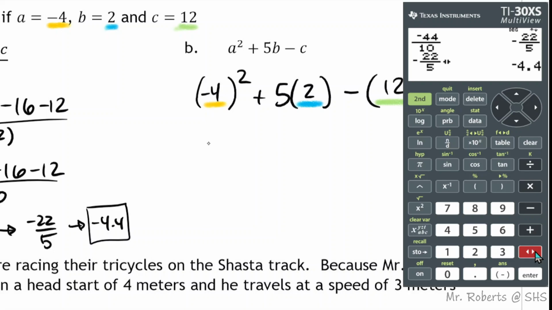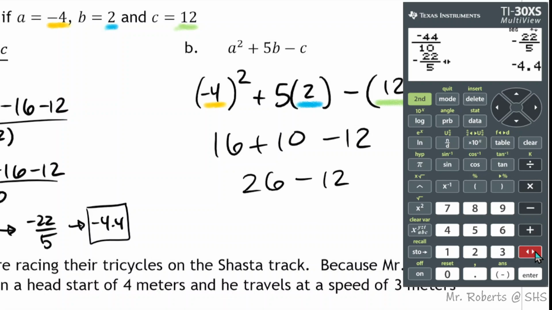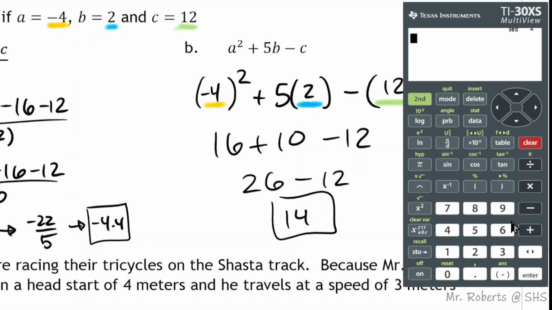Negative 4 squared, that's negative 4 times negative 4, which is positive 16, plus 5 times 2, which is 10, minus 12. 16 plus 10 is 26. And then 26 minus 12, I believe, is the number 14. Yeah. And again, open paren, negative 4 is going to get squared, and then I'm going to add 5 times 2, and then I'm going to subtract the number 12. This should give me 14, and it does.